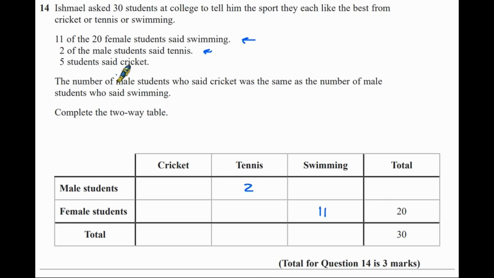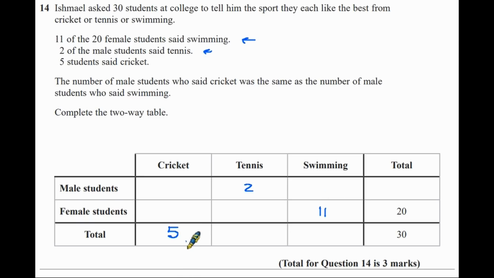5 of the students said cricket. So of all the students, this is the total of the 30 students, 5 of them said cricket. It's not telling us at this point whether those 5 were male or female. Now we have some more information. The number of male students who said cricket was the same as the number of male students who said swimming. Complete the two-way table.